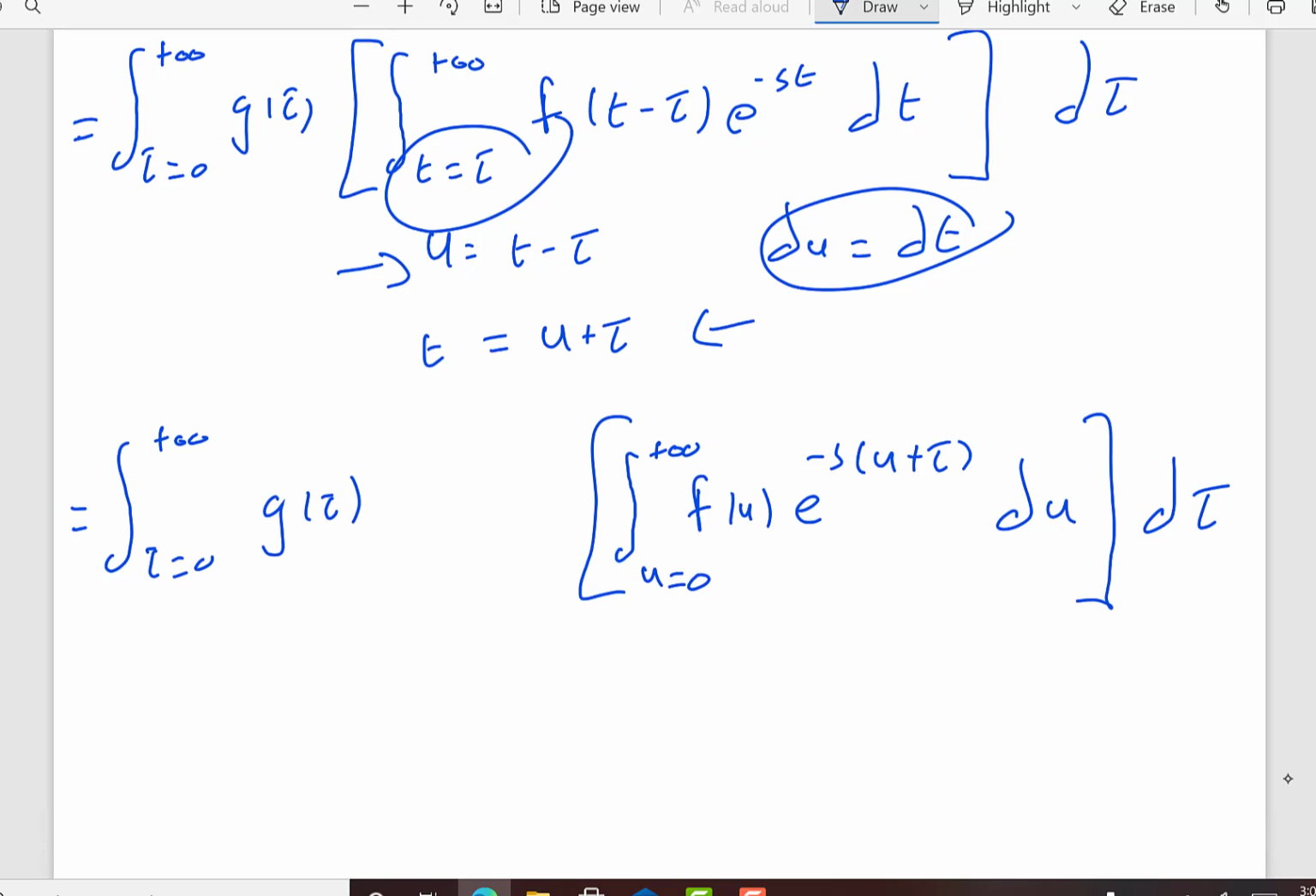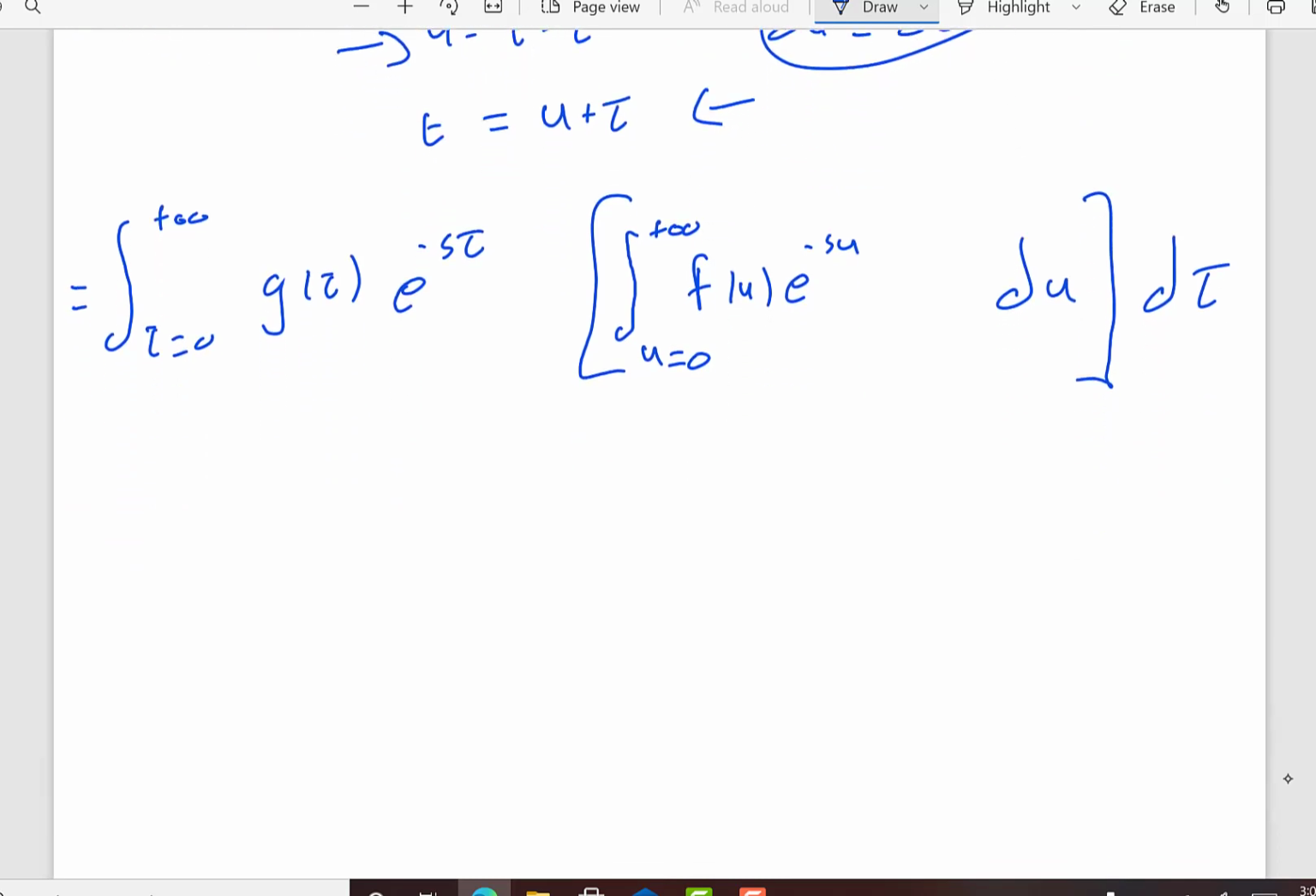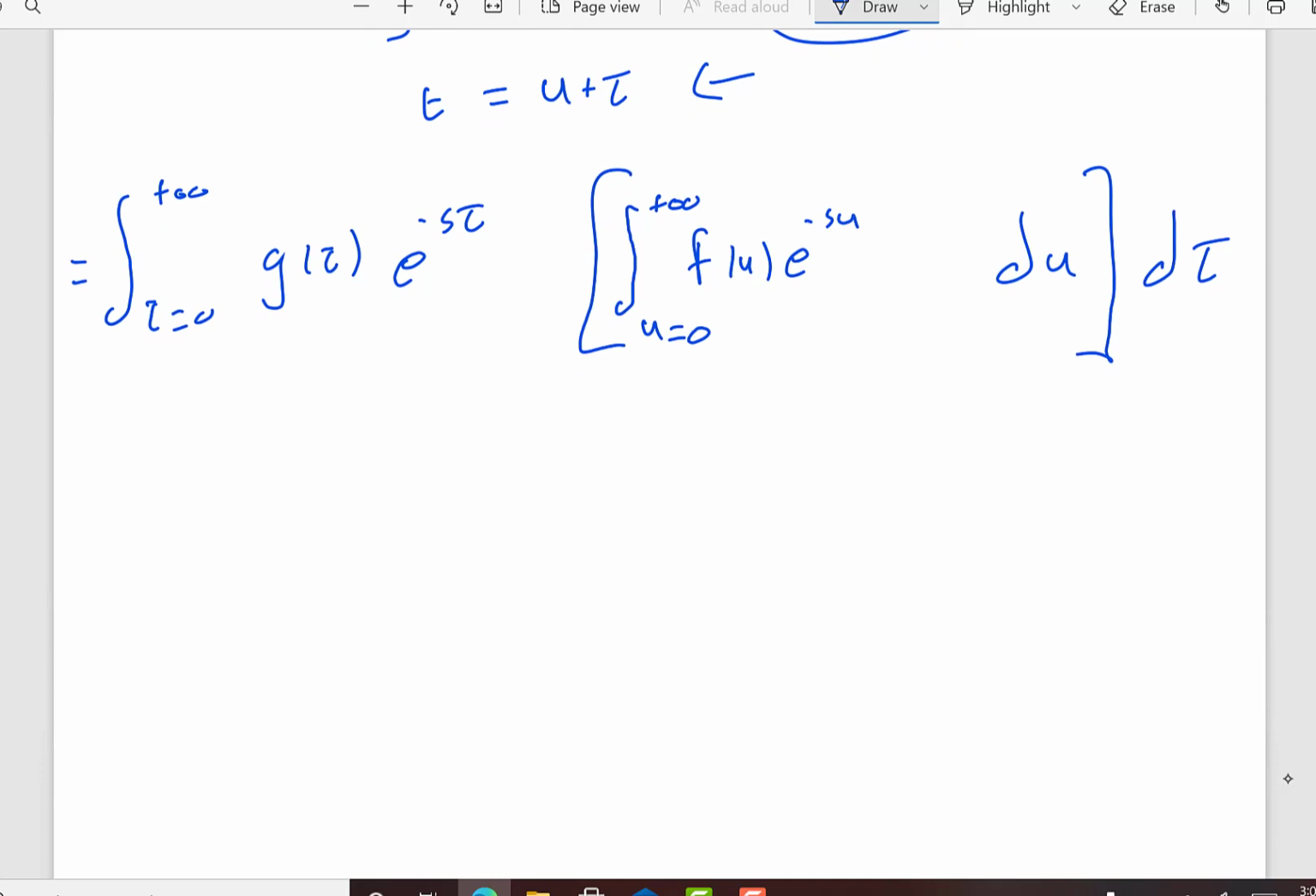Now let's make the following observation. This exponential, e to the minus s times u plus tau, can be written as e to the minus su times e to the minus s tau. Now as far as u is concerned, e to the minus s tau is a constant, so I can pull this constant out. Okay, now look at what is happening. The integral inside the brackets is exactly the Laplace transform of f. So this is the integral tau equals 0 to positive infinity g of tau e to the minus s tau times the Laplace transform of f evaluated at s, d tau.